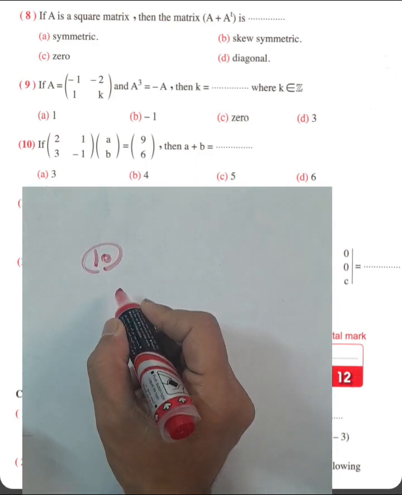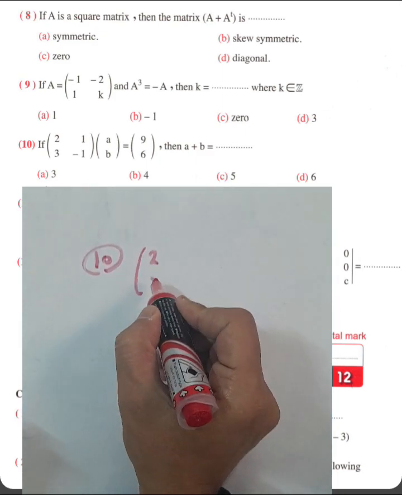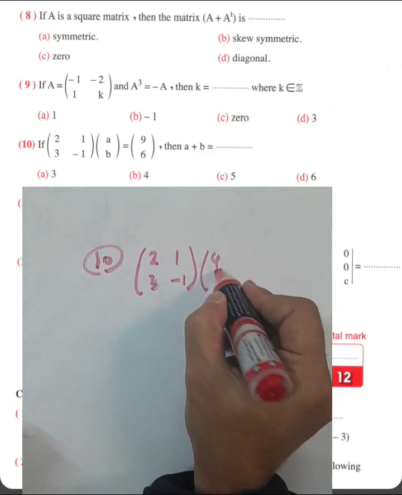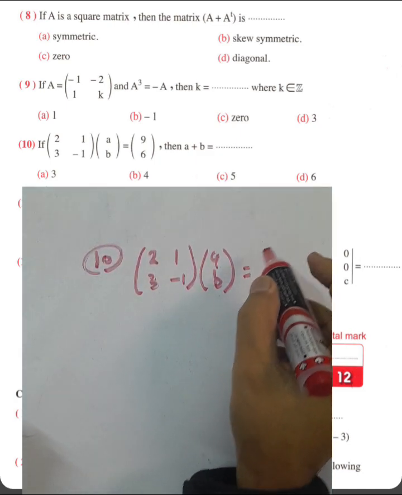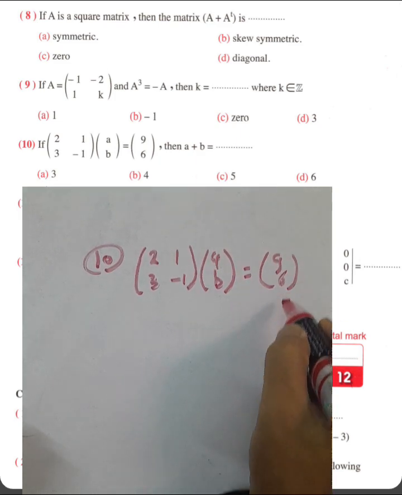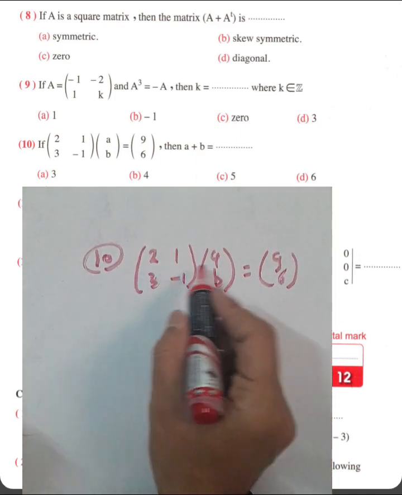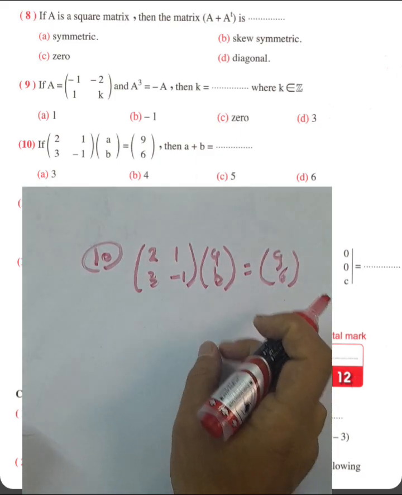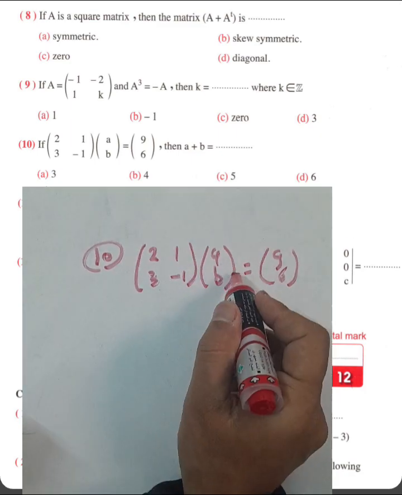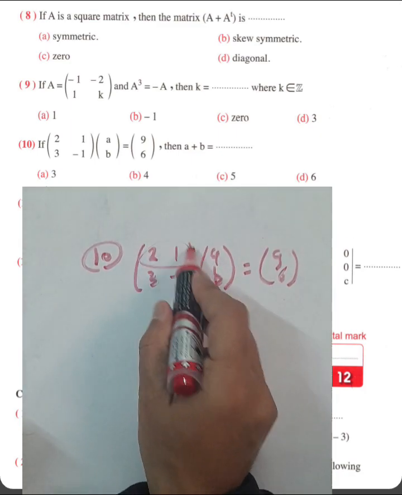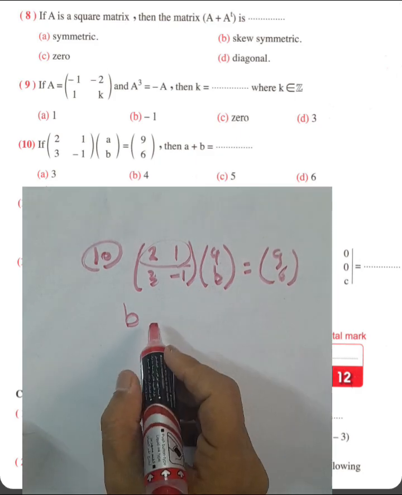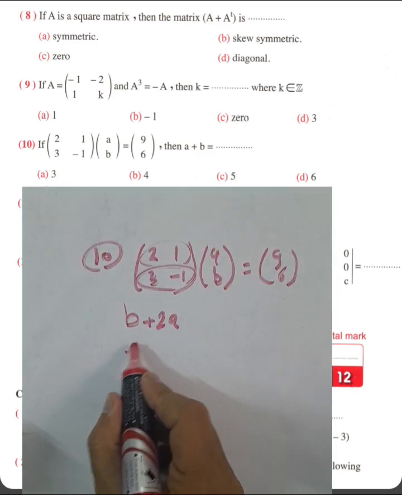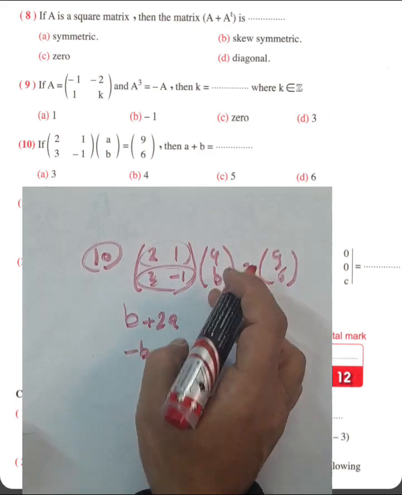Number 10, if matrix 2 and 3, 1 and negative 1, multiplied by matrix A and B equal 9 and 6, you want to find A plus B. You can find the solution here, product between two matrices from order 2 by 2 and order 2 by 1. 2 times 1 times B equal B, 2 times A will be 2A, and here negative 3 times... negative B plus 3A.